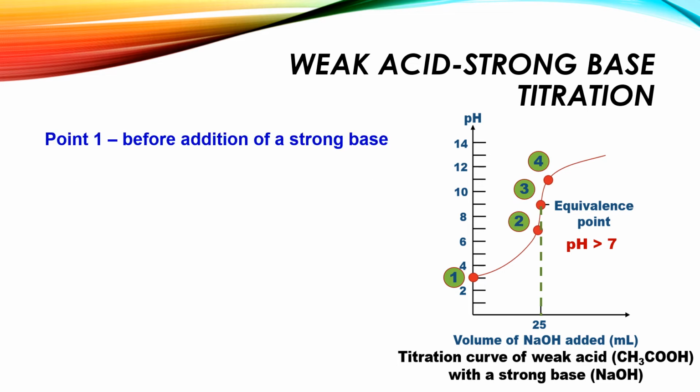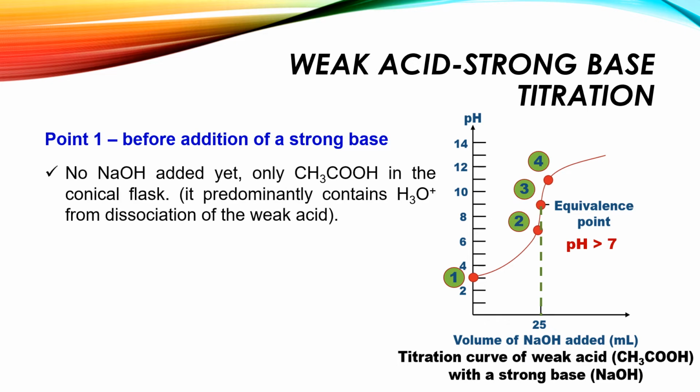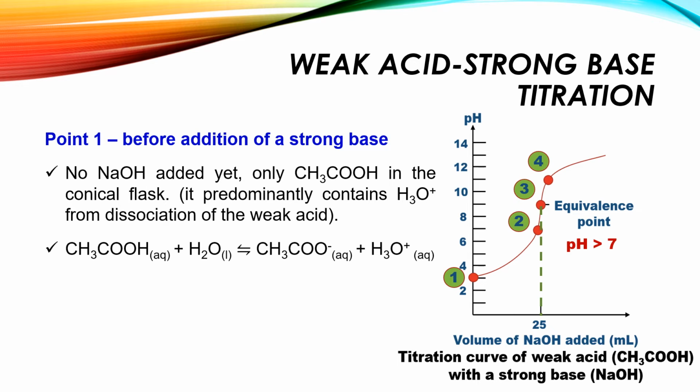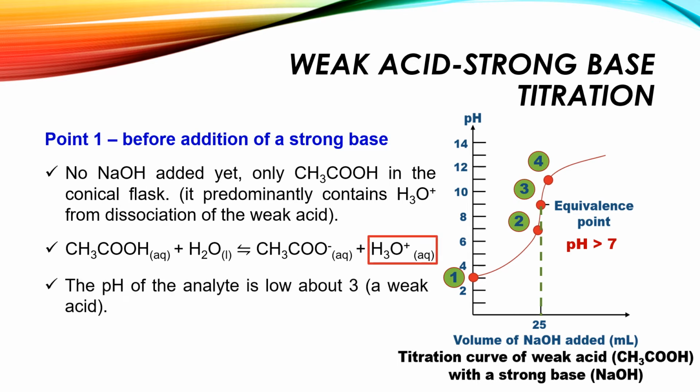Let's start with point 1. At this point, no sodium hydroxide is added yet. Therefore, there is only ethanoic acid in the conical flask, which means it predominantly contains the H3O+ ion from the dissociation of the weak acid. The pH of this analyte is low, about 3, because ethanoic acid is a weak acid.